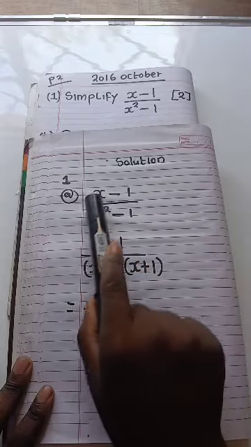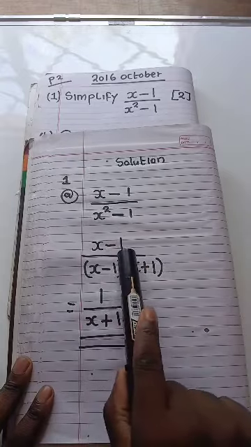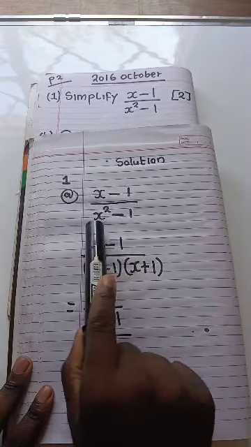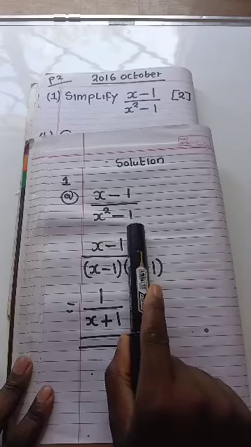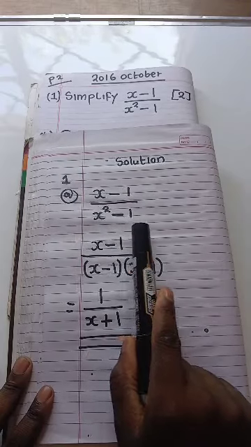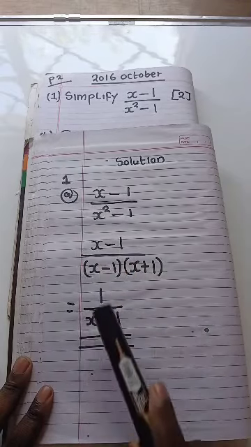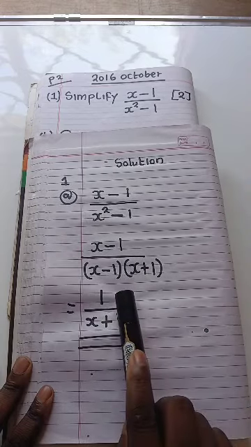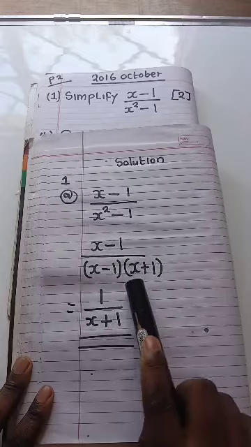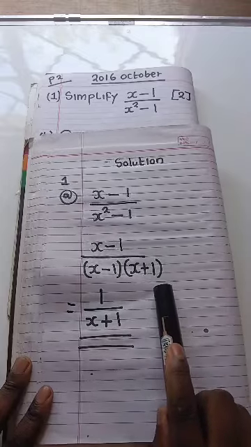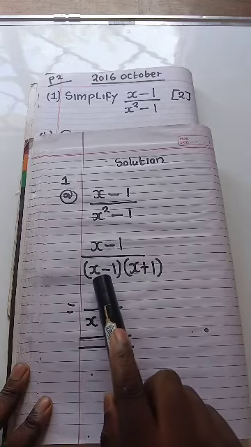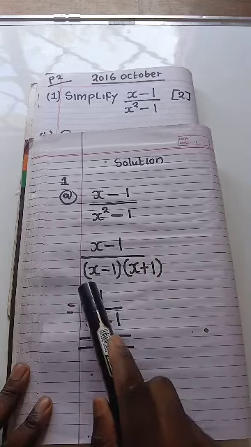The first one, they've already done it for you, which is x minus 1 over. You do difference of two squares here, which is x squared minus 1. How did I know this is difference of two squares? Because of x squared. So you open x minus 1, close. Again, you open x plus 1, close. Then this and this, if you see here, they are the same. You eliminate this one and this one.